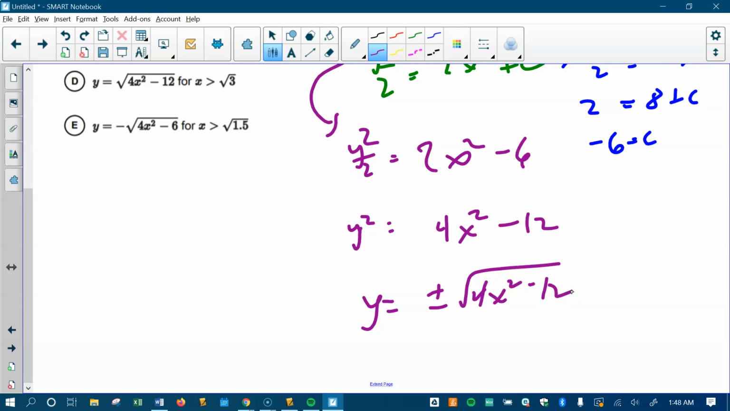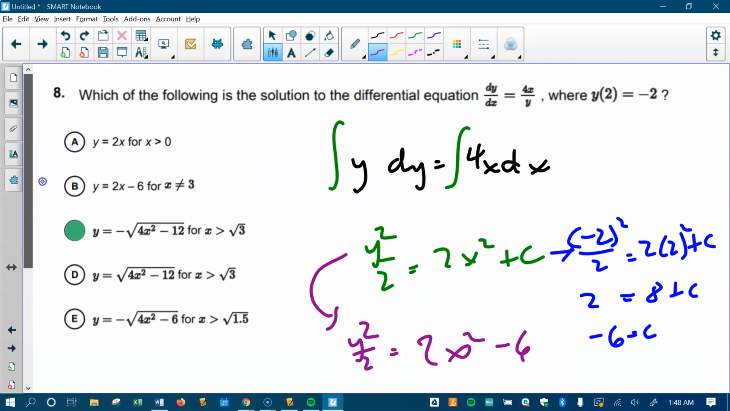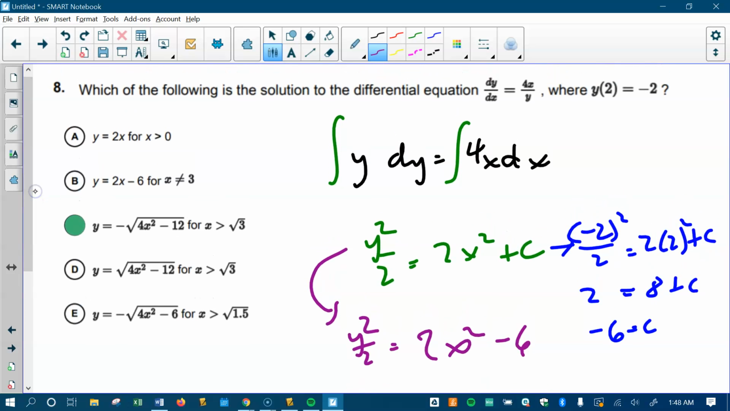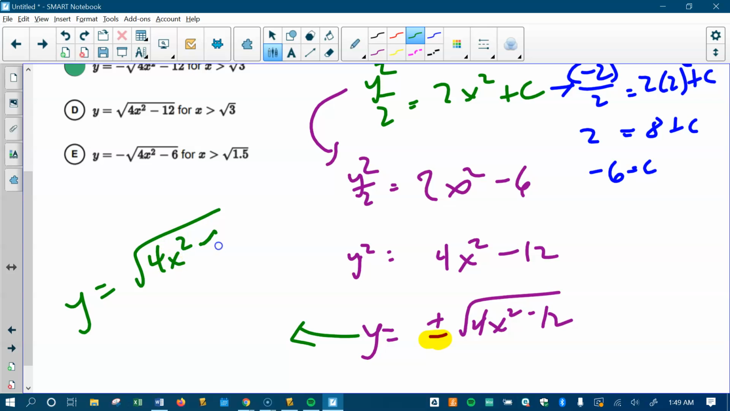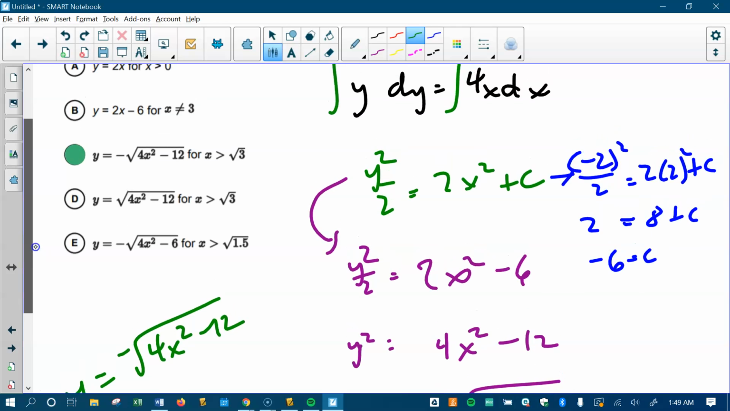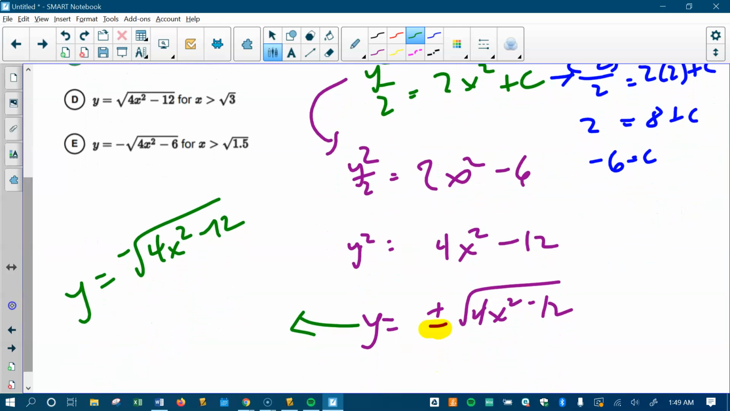Now I have to look and see which one this could be. I need a negative value because I have a negative y value. So my final answer is y is equal to the negative square root of 4x squared minus 12. Now, which value am I going to pick? I have two options here, B and C and E.